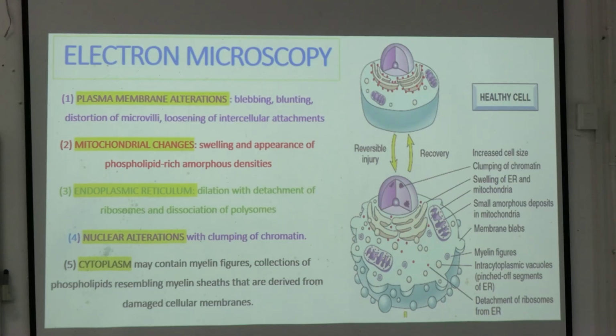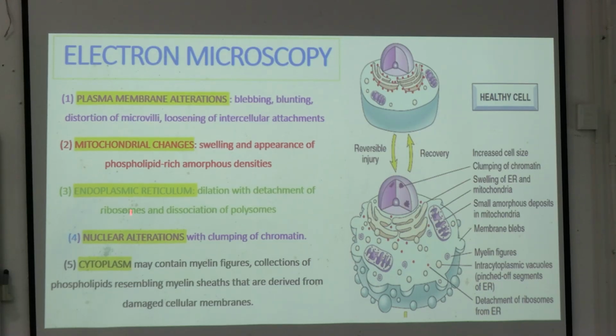So we have to write these three things, because a cell has a cell membrane, a nucleus and cytoplasm. And among the organelles, what is the most important, the powerhouse of your cell? The mitochondria. In mitochondria we get important changes: there is swelling and appearance of phospholipid-rich amorphous densities. So we get these small amorphous densities in the mitochondria.